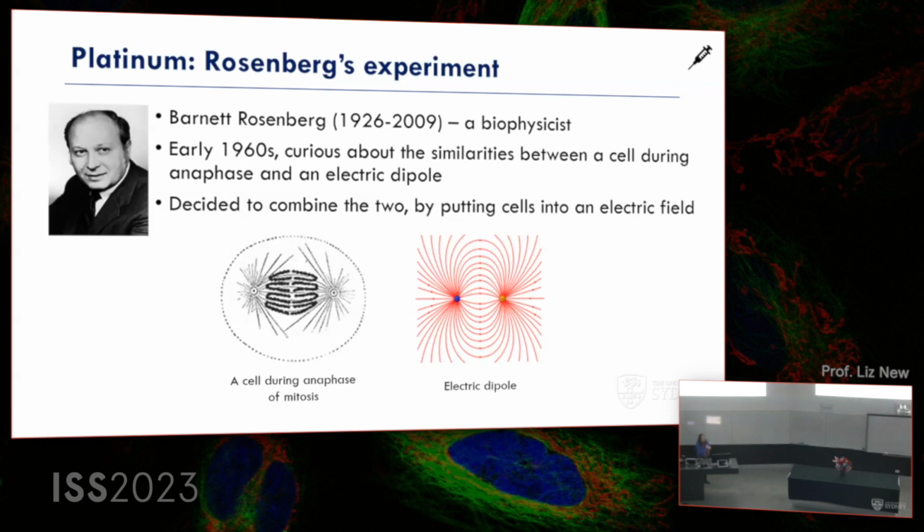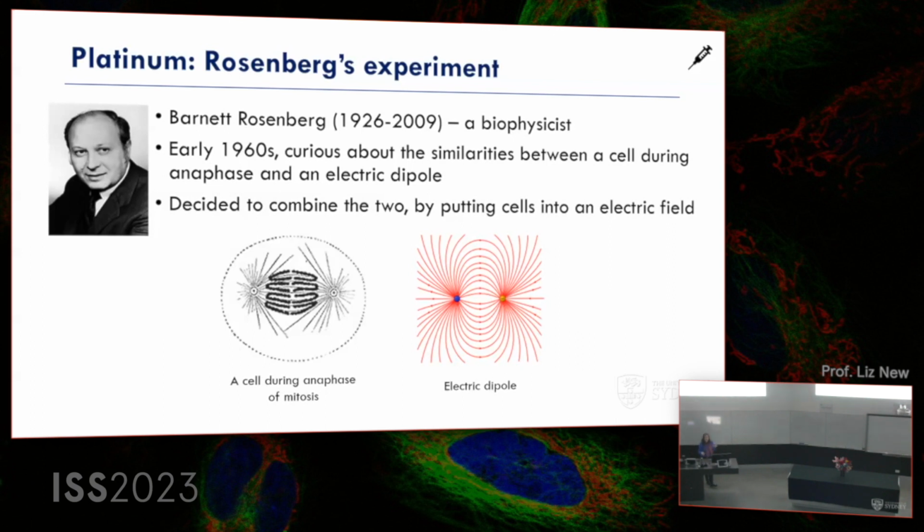So this is Barnett Rosenberg. He was a biophysicist, and he just had a thought that cells, when they're undergoing division, have these regions here between the cells. This is the DNA obviously lining up. And that looked somewhat similar to an electric dipole. So he thought, maybe I'll be able to observe this electric dipole-like effect in cells.